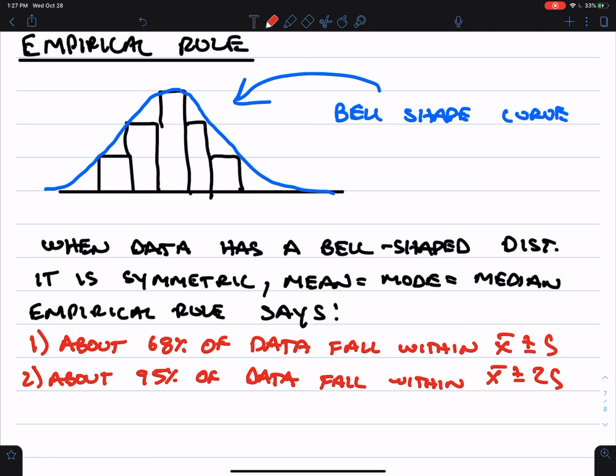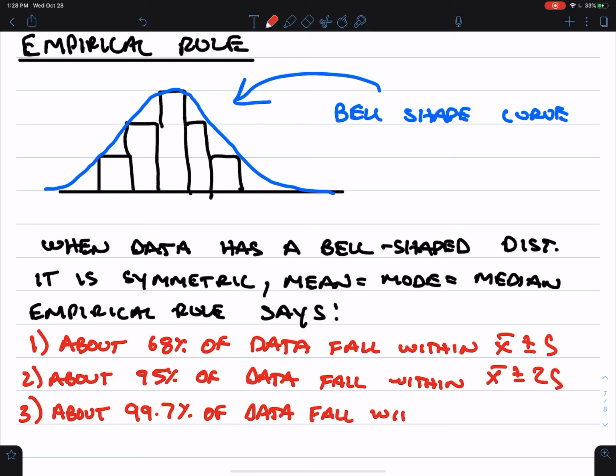So s is the deviation, x bar is the mean, right? So here we have one deviation away from the mean, and here we have two deviations away from the mean. There's one more that we rarely use in the class, but I'm going to mention it. About 99.7% of data fall within x bar plus or minus 3s.